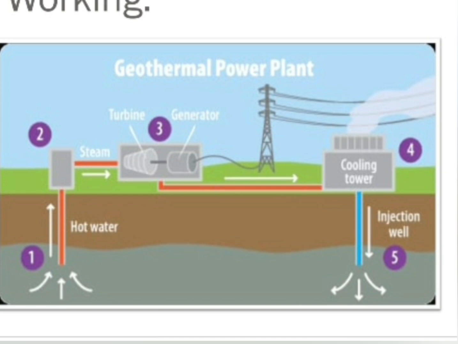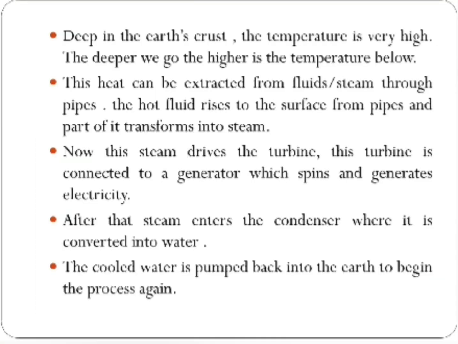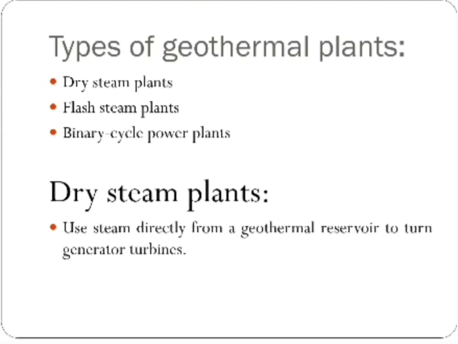Now we've seen the working. Next, let's see the types of geothermal plants. Now basically there are three basic types of geothermal plants. First one is the dry steam plants, second is flash steam plants, and third is the binary cycle power plants.